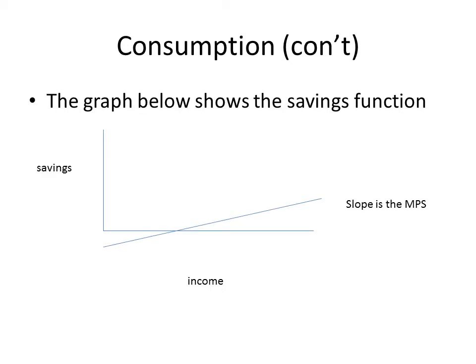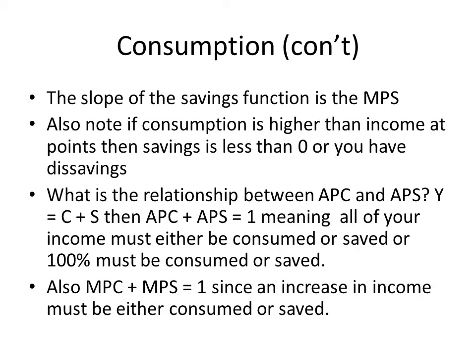The graph below shows the savings function. Notice since the consumption function started above zero, this one starts below zero. And the slope of the savings function is equal to the MPS. So on the vertical axis you have savings, on the horizontal axis you have income, and again the slope of the line is the MPS.